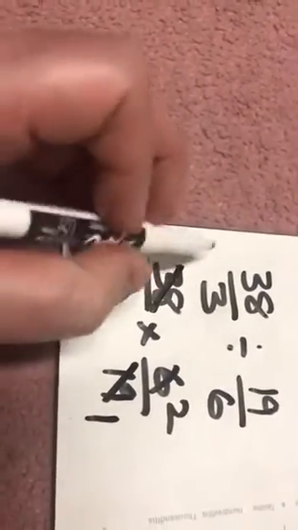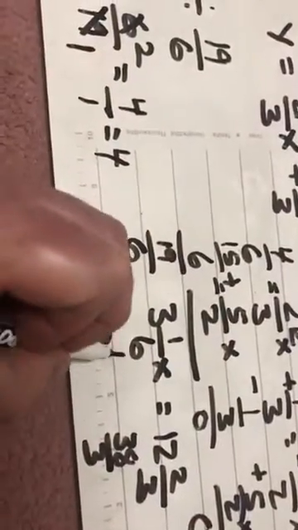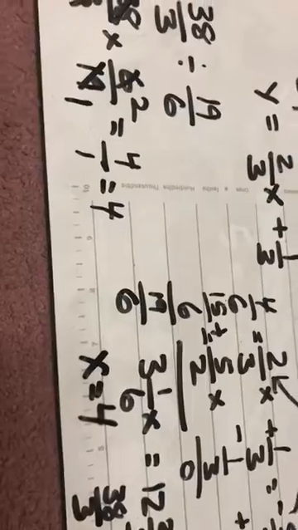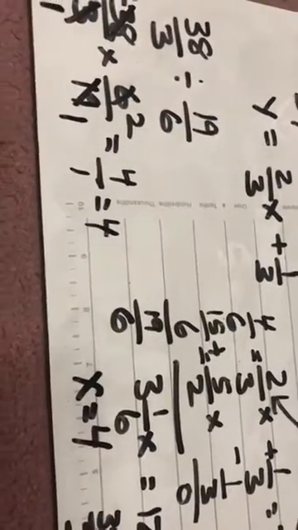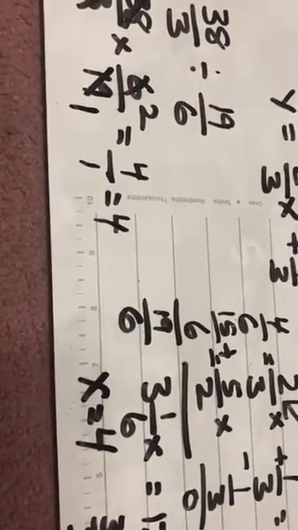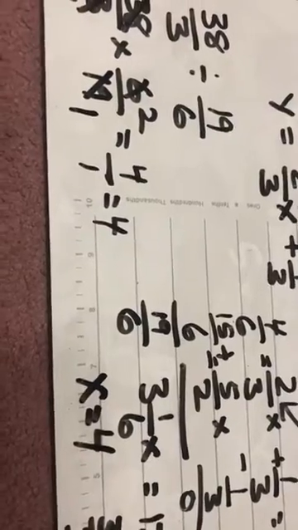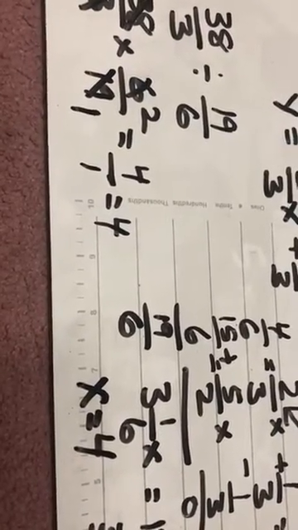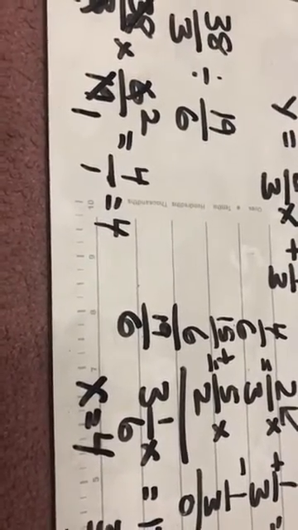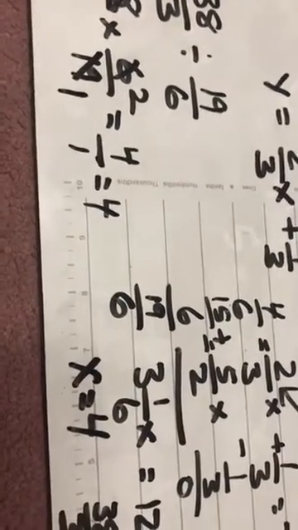19 times 2 is 38. So 19 divided by 19 is 1, and 38 divided by 19 is 2. 2 times 2 is 4. 1 times 1 is 1. 4 over 1 is 4. x equals 4. But it's not good enough to know what x equals. The only thing that's good enough is to know what x and y equal.